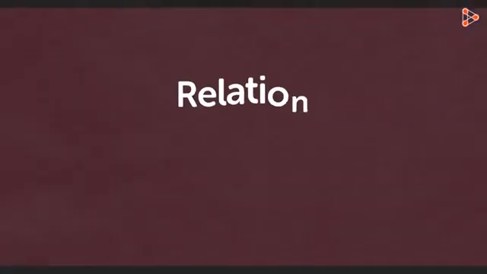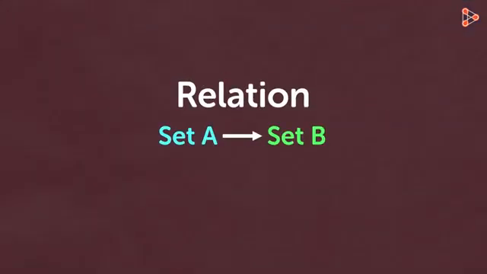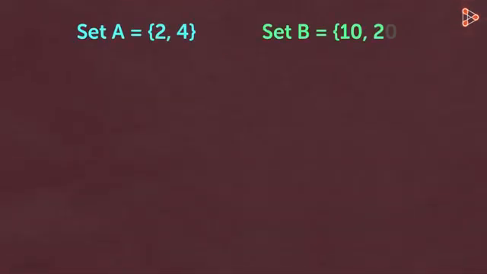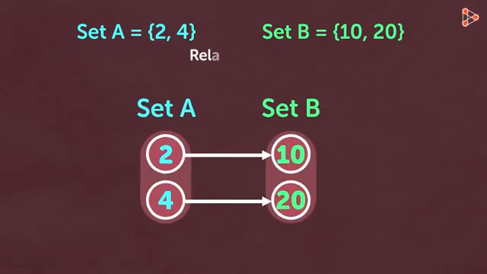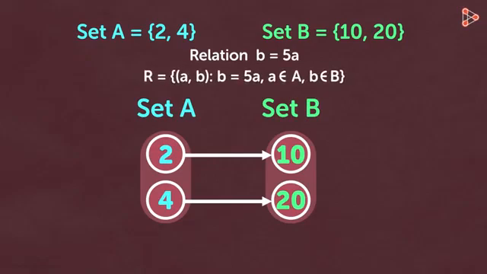We know that a relation from set A to set B gives us ordered pairs of the form (a, b). Now let's look at the two sets A and B. Set A has elements 2 and 4 and set B has elements 10 and 20. Let's look at an arrow diagram to represent the relation b = 5a. This is how we can write it in the set builder form.